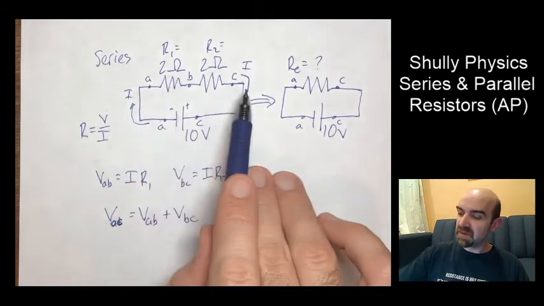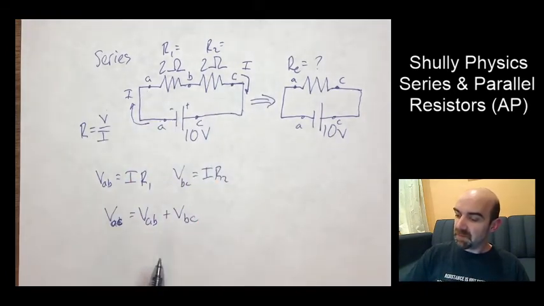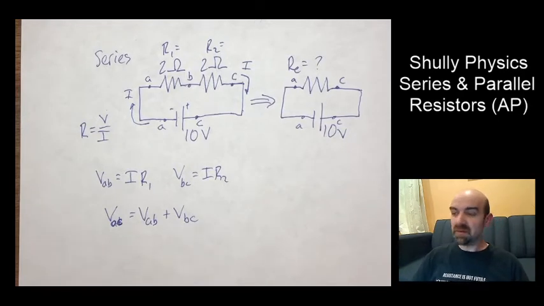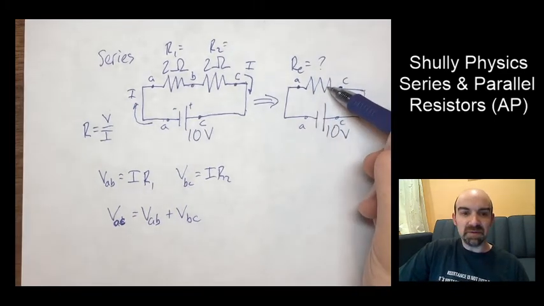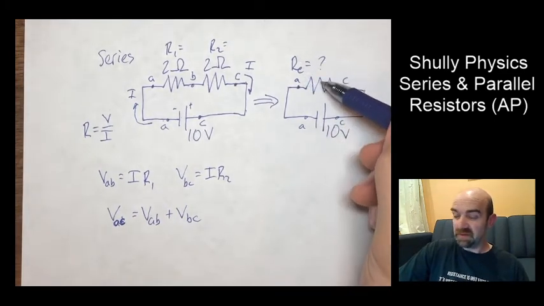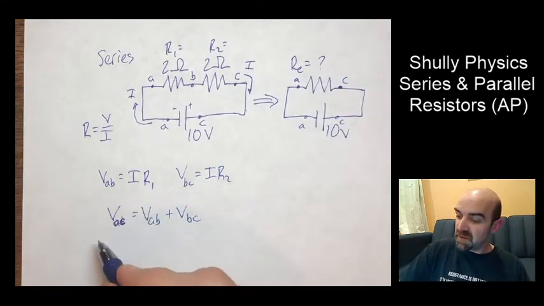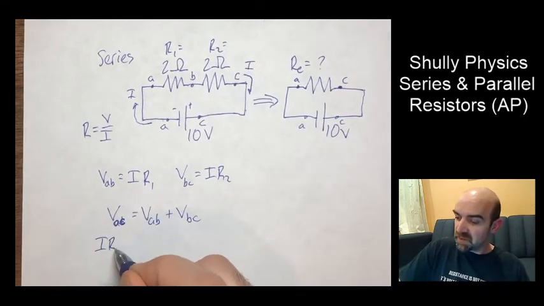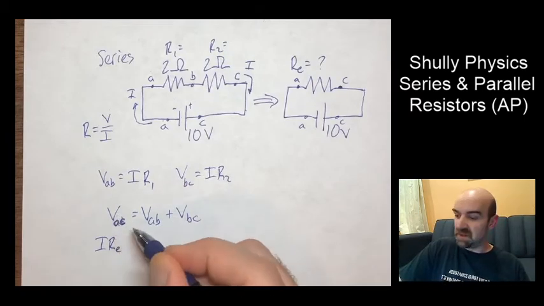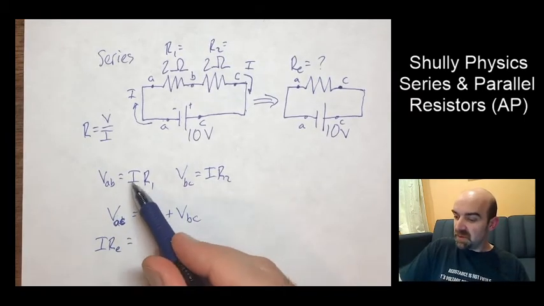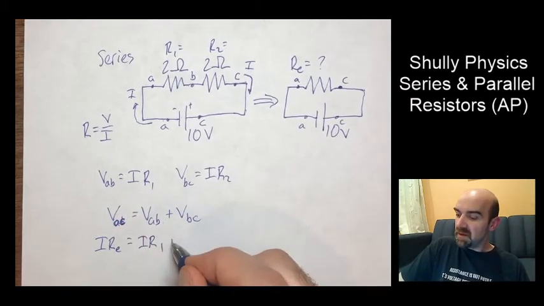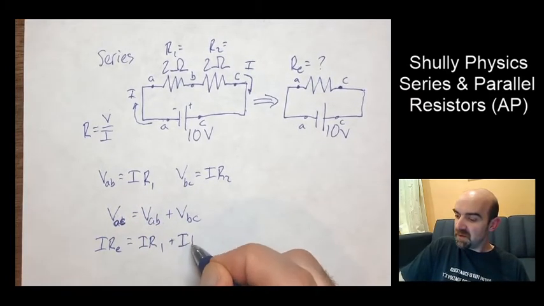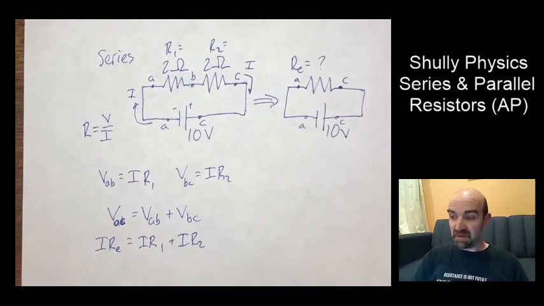So from this point to this point, we've got a VAC. Now, what is VAC? VAC is also the potential difference across our equivalent resistance that we're looking for. So we're going to use I times the equivalent resistance to substitute for VAC. We're going to substitute I R1 for VAB, and I R2 for VBC.